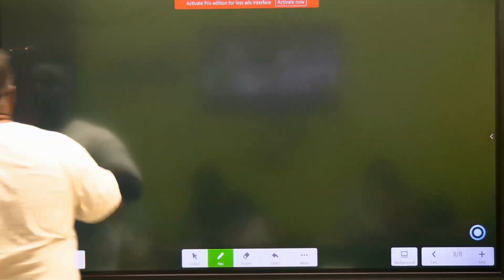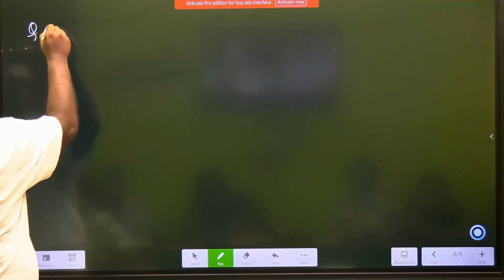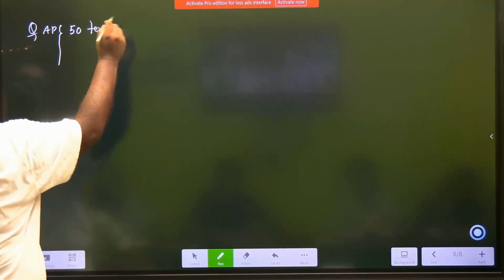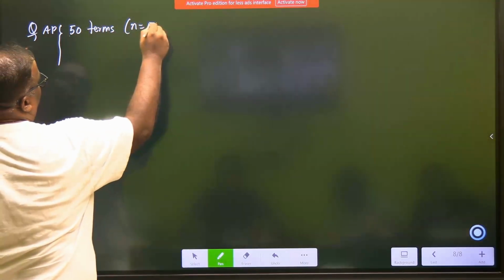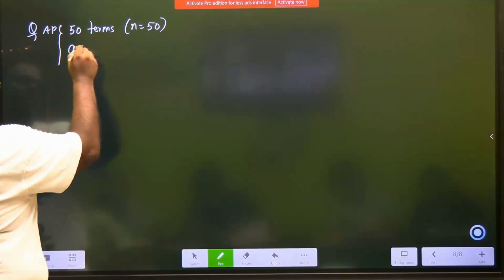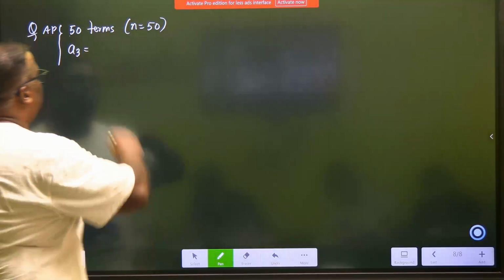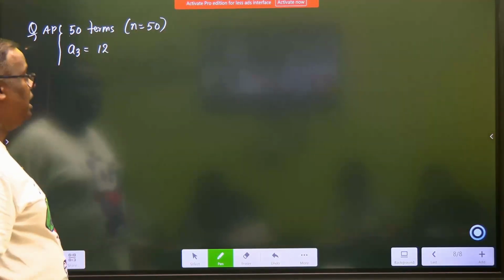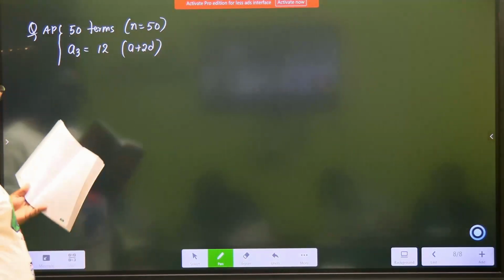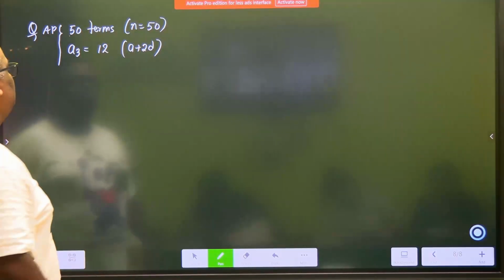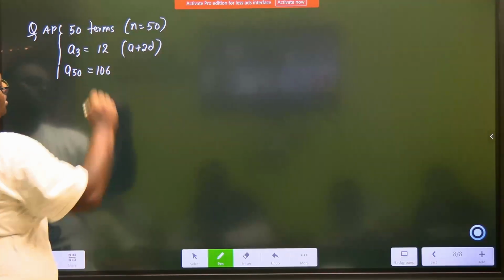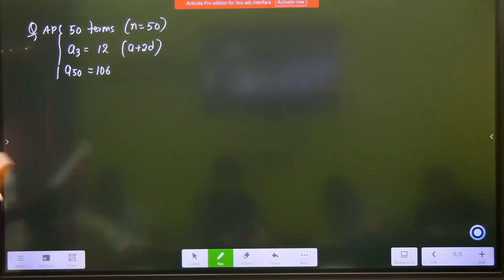It says, we have an AP, and this AP is such that it has got 50 terms. How many terms? 50 terms. That means n is equal to 50, already given to you. And this AP's third term, A3, has a value of 12. A3 in your mind you also know is A plus 2D, right? And it says the last term is 106. So A50 is equal to 106. Last term means A50, right?